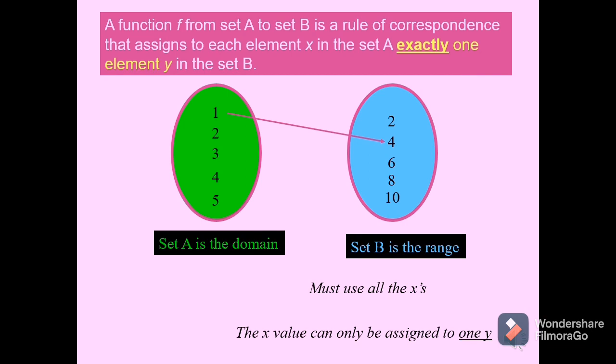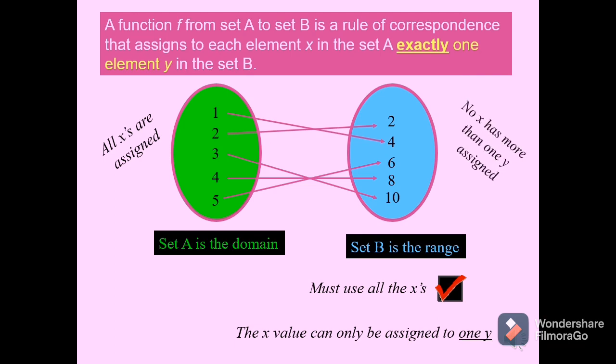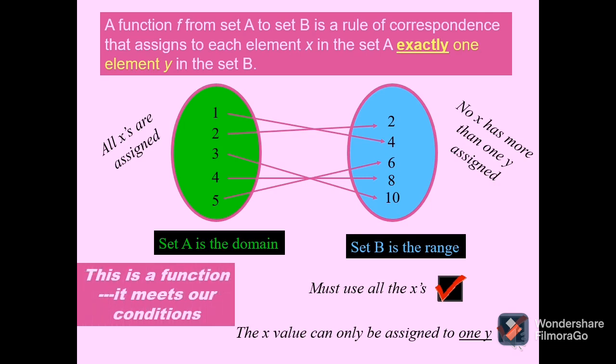Let's have an example again: 1 to 4, 4 to 8, 2 to 2, 5 to 6, and 3 to 10. In this given, you will notice that all x are assigned, so the first condition is correct. The second condition says no x has more than one y, and it also meets our condition. Since the two conditions are met, we can conclude that this is a function.